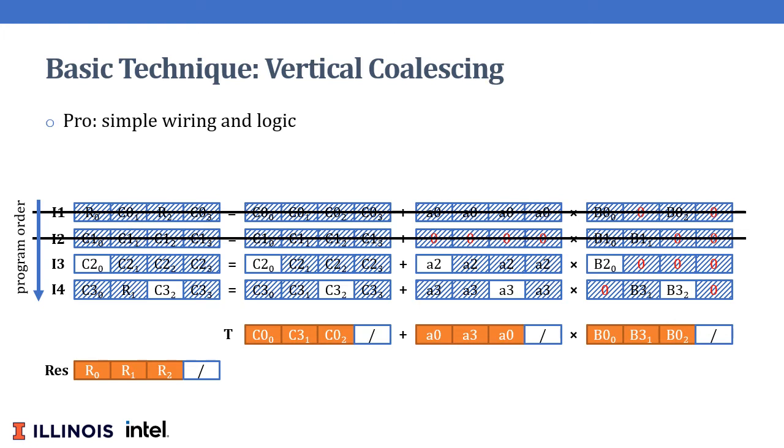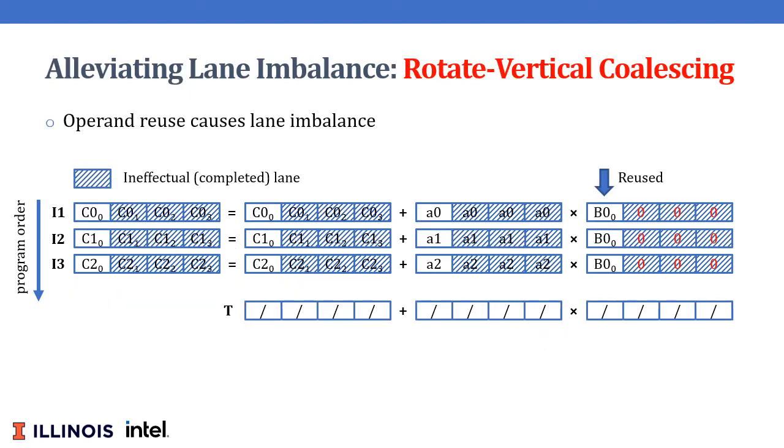The advantage of vertical coalescing is that it does not need expensive crossbars to permute lanes to different positions, so the hardware is simple. However, it can cause lane imbalance. As discussed, because there is no effectual lane 4 in these instructions, we cannot fill lane 4 in T. However, there are still unscheduled effectual lanes from I3 and I4.